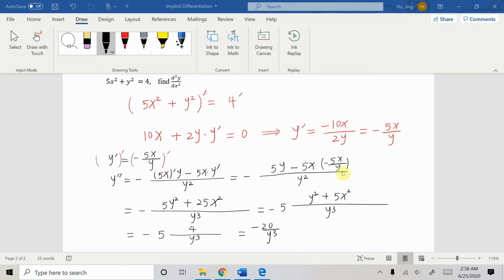Then we know here has a y, so times y here, remove this y down to become y cubed. Then for the top, we get the factor 5 out. So the numerator here is y squared plus 5x squared. This, based on the question, is 4. Then we simply just replace this top by 4. Then we get the very simple answer.